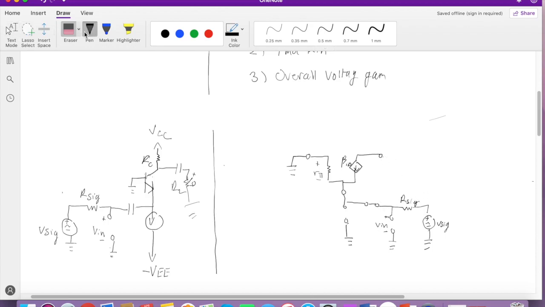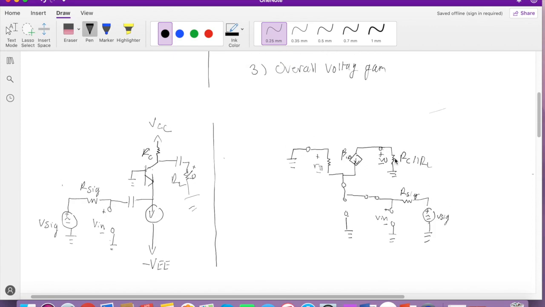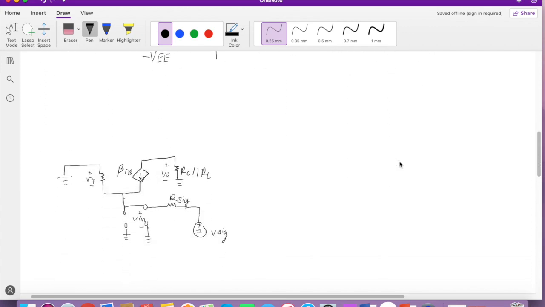This becomes RC in parallel with RL, with V naught being attached here. So now that we have our equivalent model, we can start finding our equations. So first, let's start off with the voltage gain, V naught over Vin.